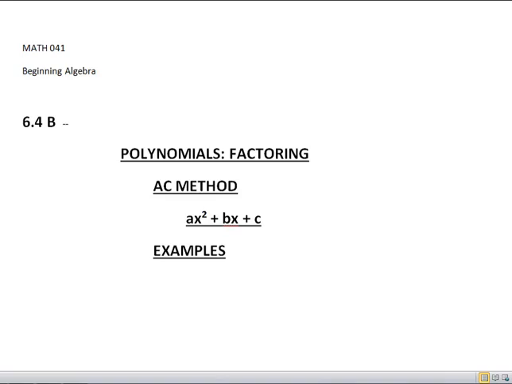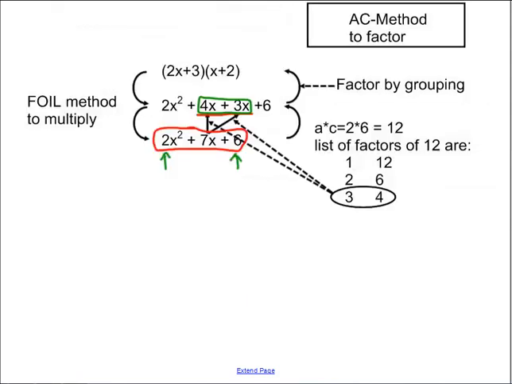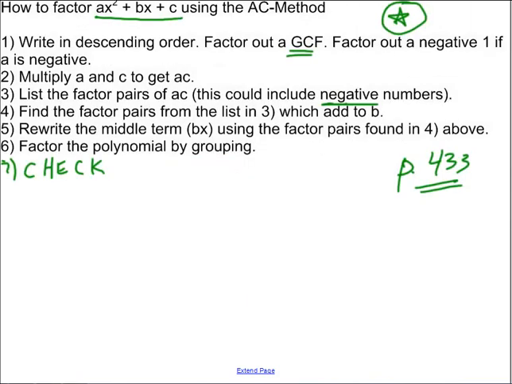All right, so let's go over and look at our 6.4 slide. Again, here's kind of where we've been. 6.2 is factoring when a is equal to 1. That's pretty straightforward. 6.3 is trial and error using a not equal to 1. And the AC method is right there, the steps for how to factor ax squared plus bx plus c using the AC method. If you don't have that memorized or in your cheat sheet or your note guide, then definitely put these down.